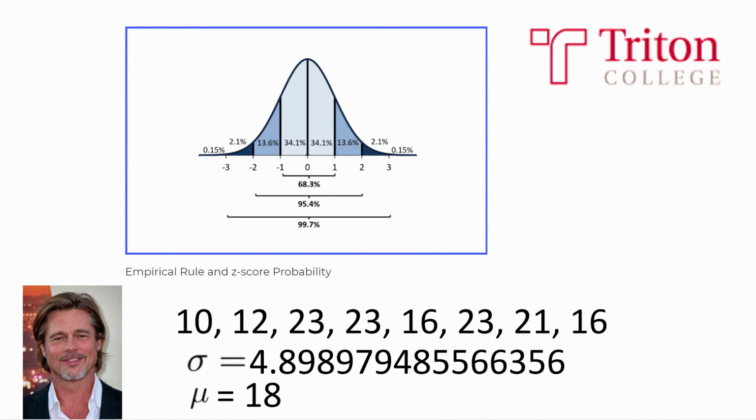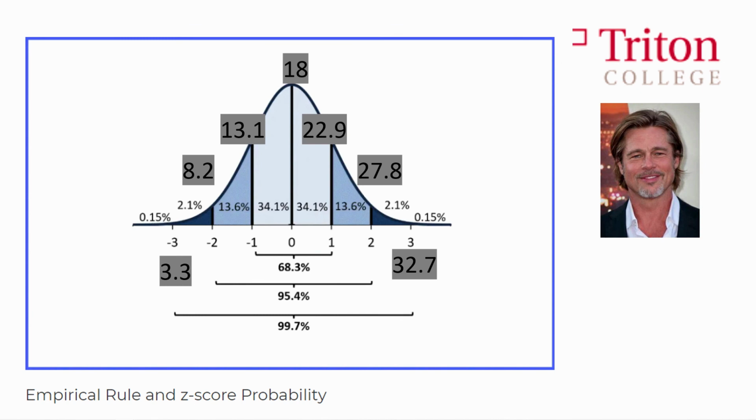So anyway, we got Brad and me. We go to work, and it takes us 18 minutes on average to get to work, with a standard deviation of 4.9 minutes. And that's just rounded up. So let's plug those numbers into the empirical rule. Notice I'm not giving you an equation yet. I'm not going to. So let's put those numbers in.